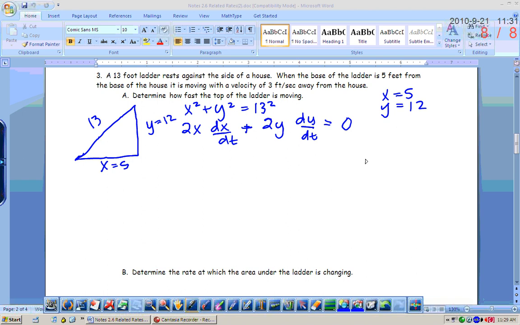The base of the ladder is moving 3 feet per second away from the house, so what variable is that? Good, dx/dt. And is it a positive 3 or a negative 3? Positive 3, because if this ladder is moving away from the house, then that length x is increasing. And then I want to find how fast the top of the ladder is moving, so I'm trying to find dy/dt.